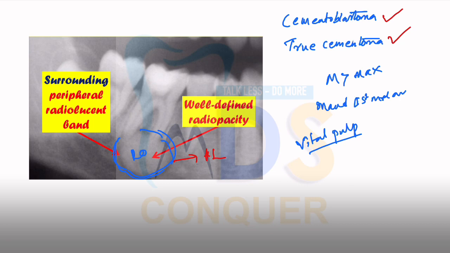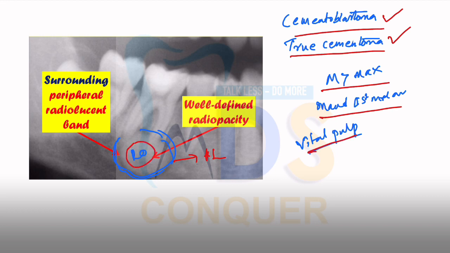So you have to make a note about these few important points. Cementomas, true cementoblastoma: most common in the mandible, most common in the mandibular first molar area, always associated with a vital pulp, and a radio opaque mass surrounded by a thin layer of radiolucent line.